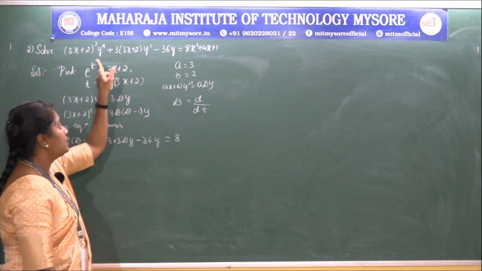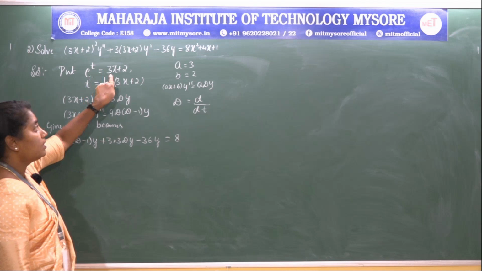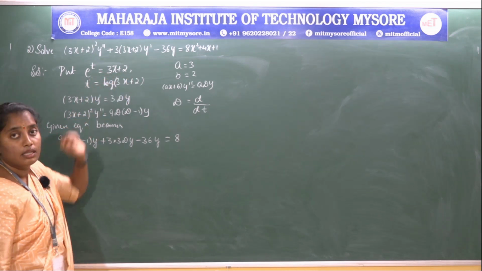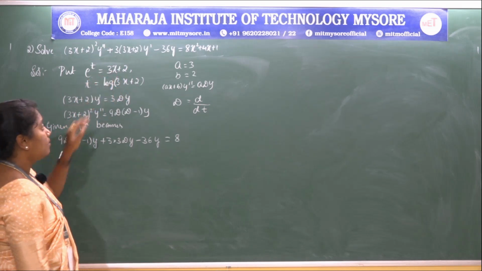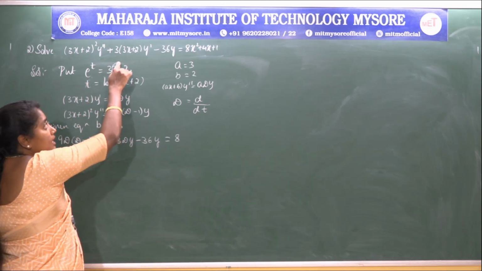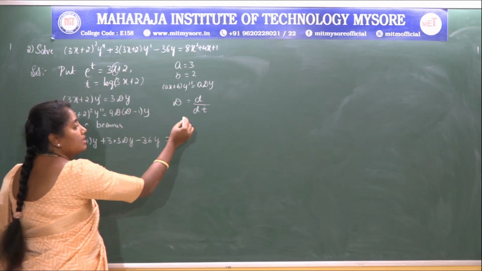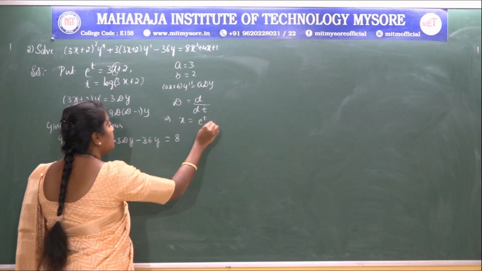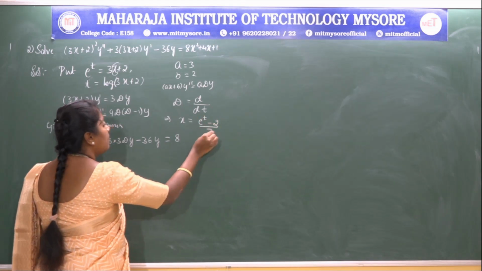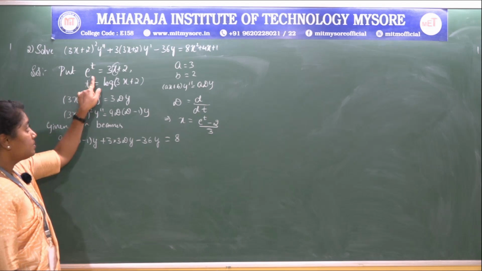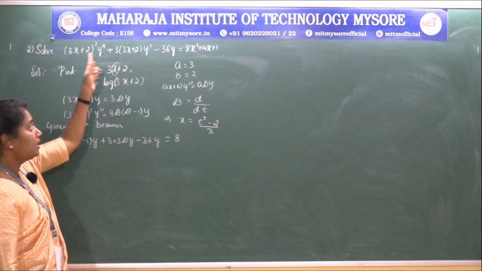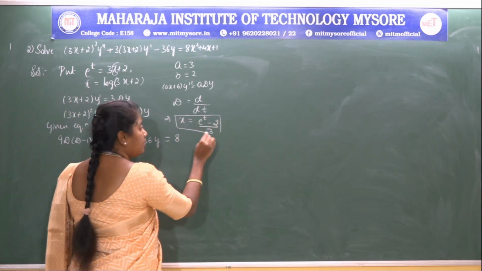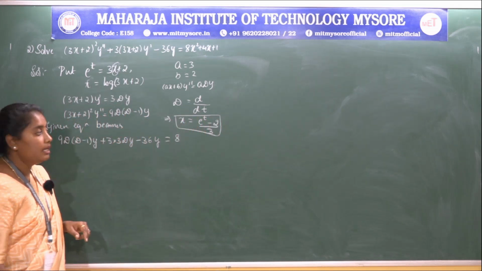So what is the value of x here? e power of t is equal to 3x plus 2. From this we have to extract the value of x. To get this x value, shift this: x is equal to e power of t minus 2, on cross multiplying 3, we get (e power of t minus 2) divided by 3.